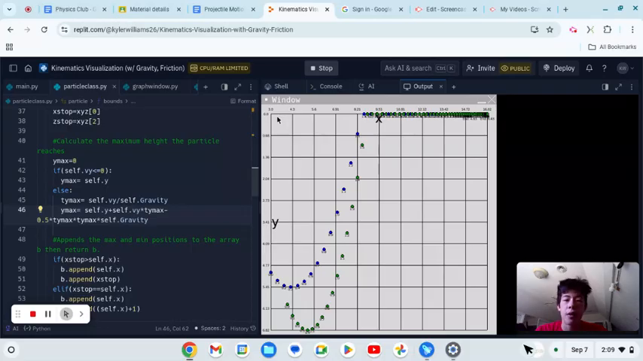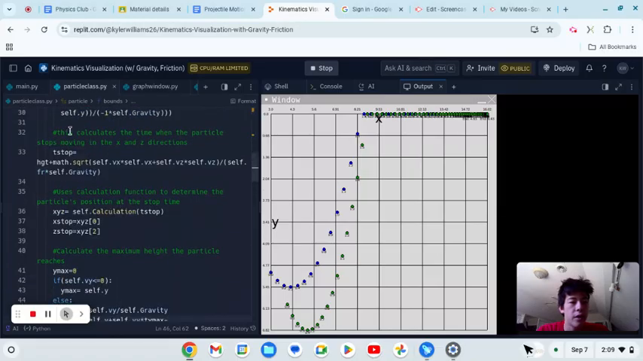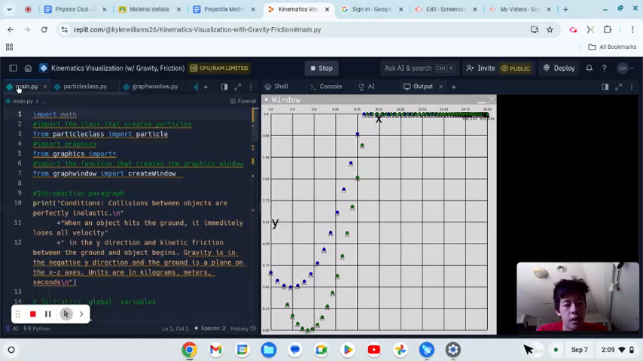is the positions of the particles are being displayed along this x-axis and the y-axis right here. And then there's a little number right next to each dot, and that tells you what time those particles are at that position. And so now let's take a look at the code a little bit.